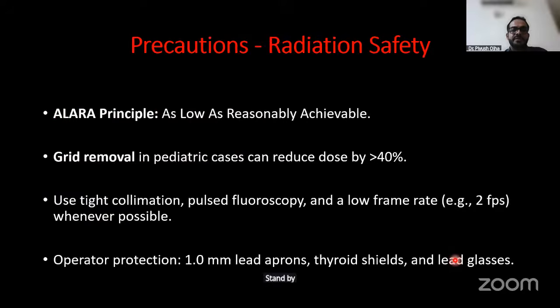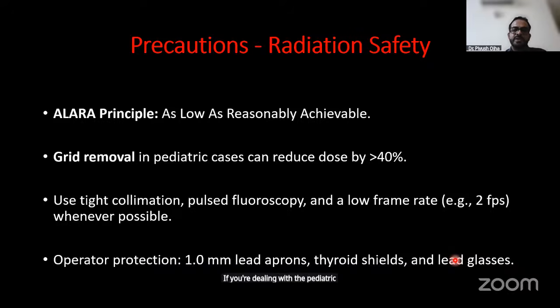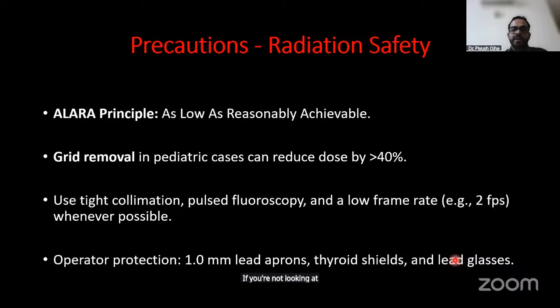When you look at radiation safety, you should always be very careful that you're exposing yourself as well as the patient to radiation when you're doing cerebral DSA. So you should try to keep the radiation as low as possible. That's where a biplane machine, if available, is very helpful. If you're dealing with pediatric cases, grid removal can reduce the dose by almost 40%. If you're looking at a very close pathology, you should always try to collimate so that the amount of radiation decreases. You should not use continuous fluoroscopy; it is better to use pulsed fluoroscopy. And if you're not looking at any vascular malformation, try to keep your frame rate low, at least 2 frames per second, because that decreases the radiation exposure.